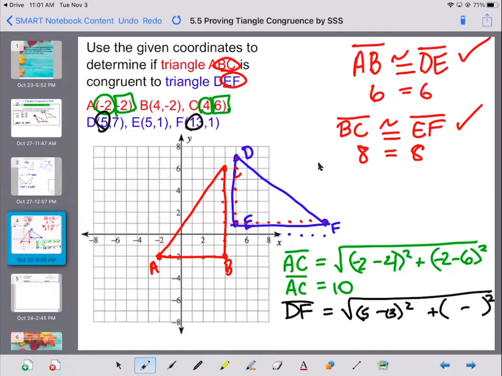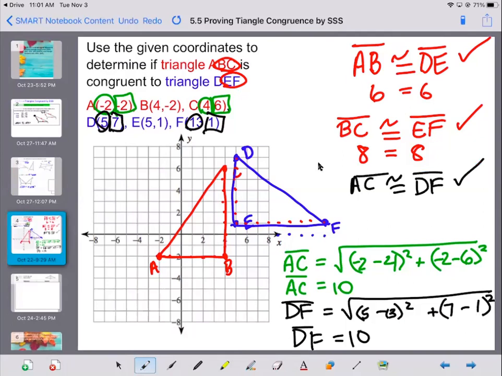And then I'm looking at 7 and 1. Again, I'm going to type the entire thing in my calculator all at once. So 5 minus 13 squared plus 7 minus 1 squared. And I'm getting 10. Okay, so segment DF is 10. So the third side is the same. AC is congruent to DF, and they're both 10.